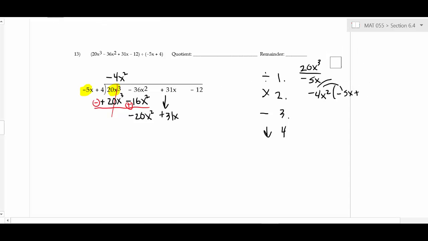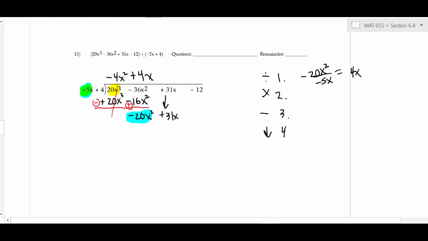Okay? So I'm going to erase my scratch work here, and we're going to start over again. This time I'm going to do negative 20x squared divided by negative 5x. That's the division step. So negative 20x to the second divided by negative 5x, what is that? 4x, and it's a positive too. It's important that you get positive 4x, so you need to put a plus 4x there. Got to have a sign.